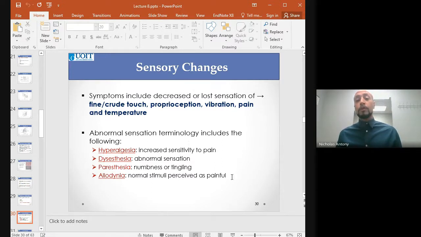The take-home point with all of these clinical changes is that if they present in a peripheral nerve distribution, then we know that it's a peripheral nerve.